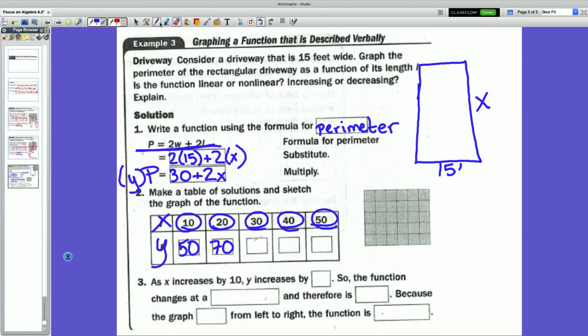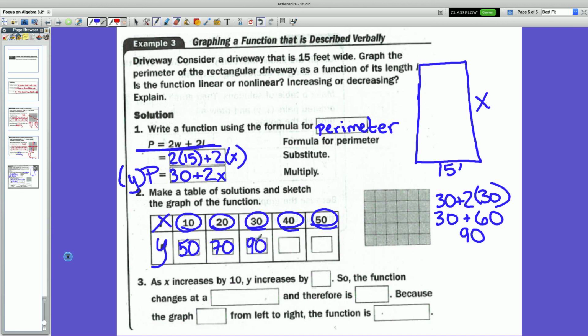Moving on, I have 30 now. So I have 30 plus 2 times x, which is now 30. 30 plus 2 times 30 is 60. 30 plus 60 is going to give me 90. So this is going to be 90.